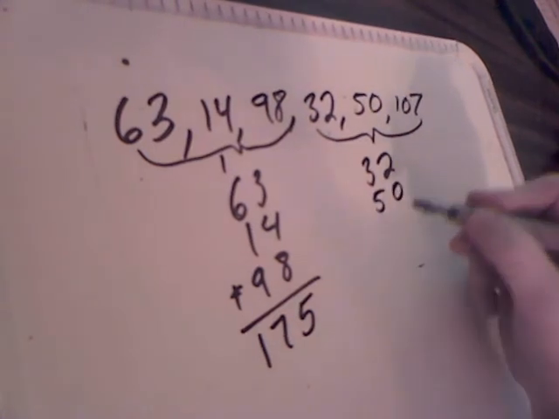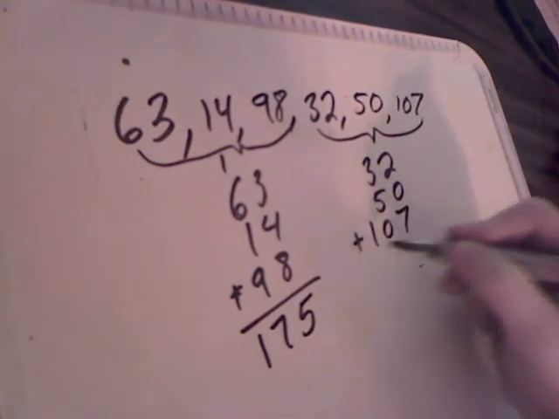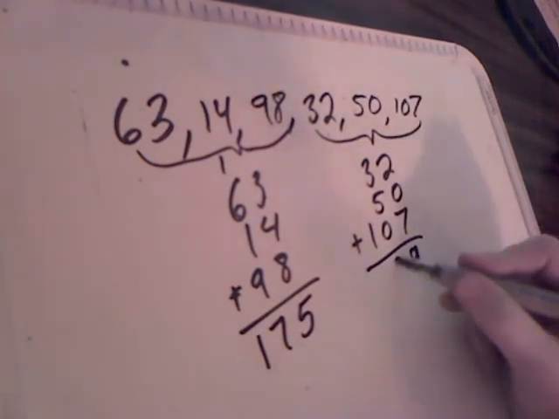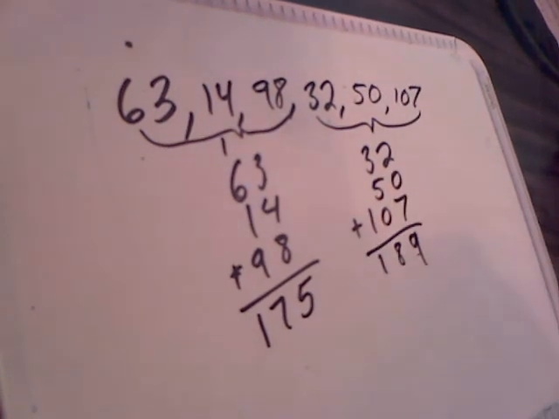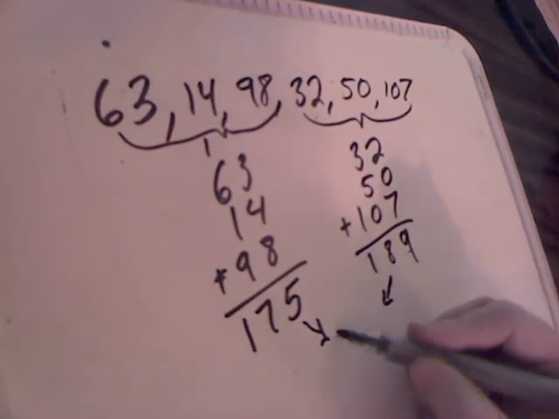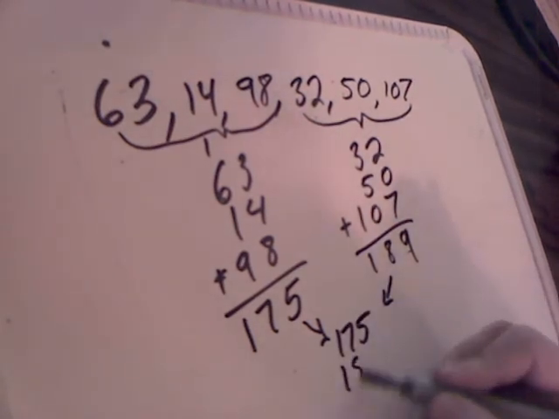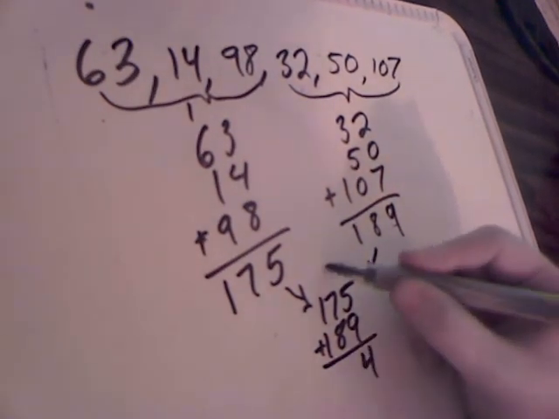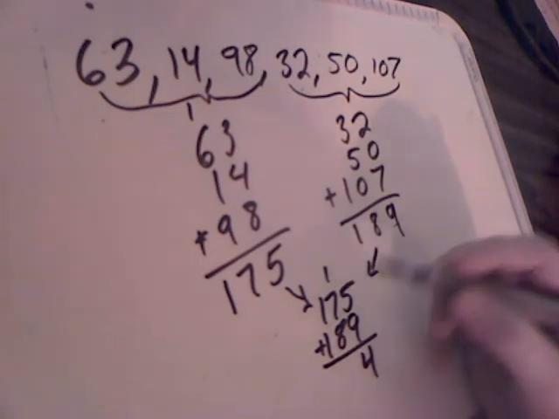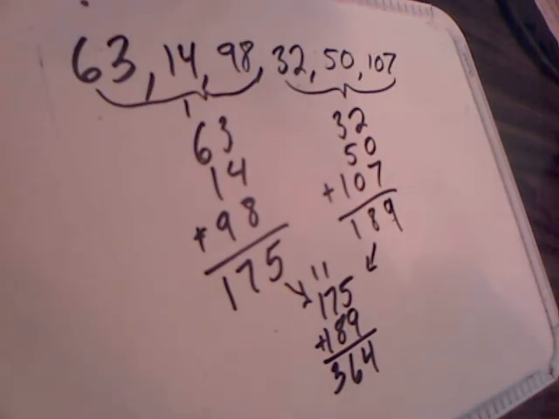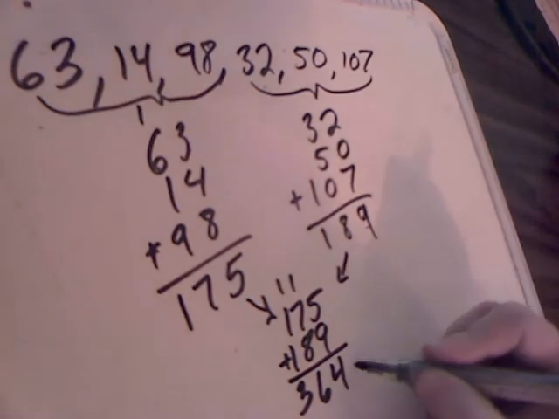32 plus 50 plus 107. 7 plus 2 is 9. 5 plus 3 is 8. 1, you have 189. Now we want to add these 2 numbers together. 175 plus 189. 9 plus 5 is 14. 7 plus 1 is 8. 8 plus 8 is 16. 1 plus 1 plus 1 is 3. You get 364.